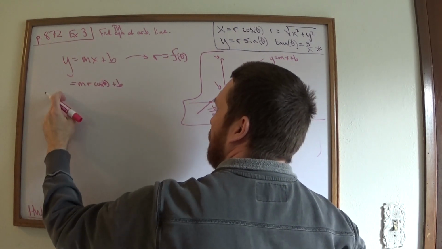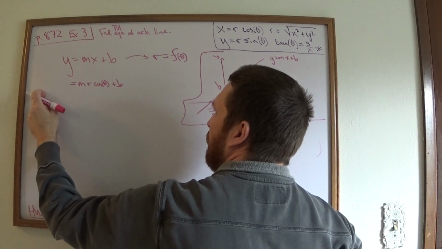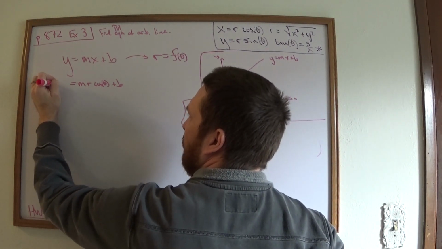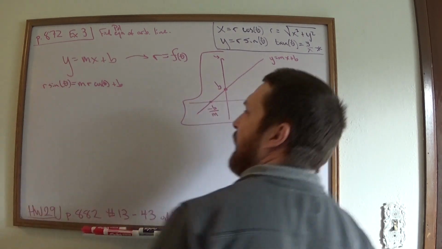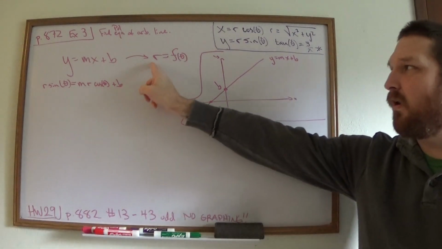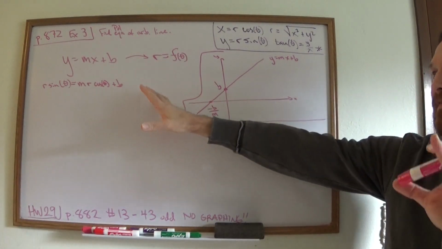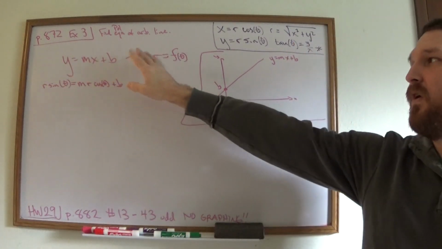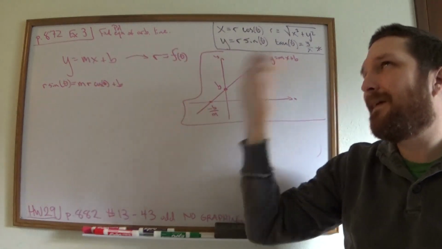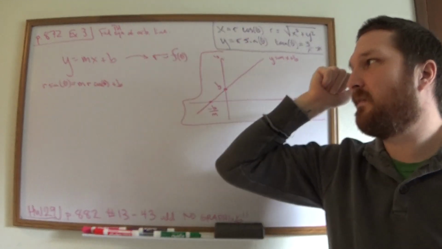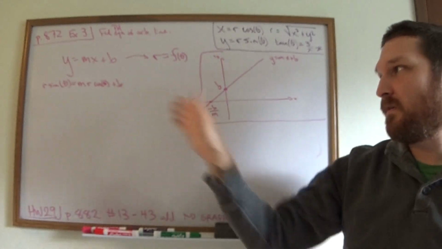And what is y? R sine theta. There you go. But now, what we want is the r's all on one side. This is the same thing as if I gave you some jumble of stuff with x's and y's. You would say, well, get all the y's on one side, all the x's on the other. Here, that's what we want to do with r's and thetas.